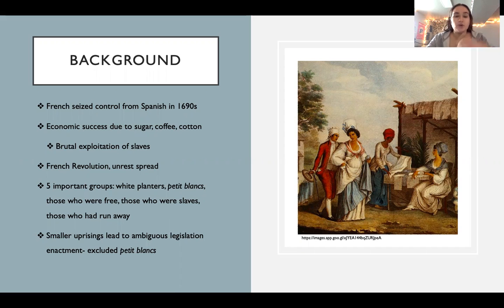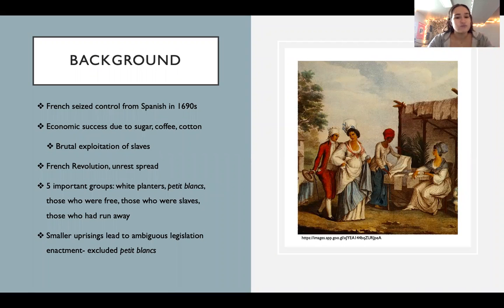When the French Revolution occurred in 1789, unrest kind of spread to Saint-Domingue as well. This Enlightenment theory that the French Revolution was inspired by was also the inspiration for thoughts on this island as well.